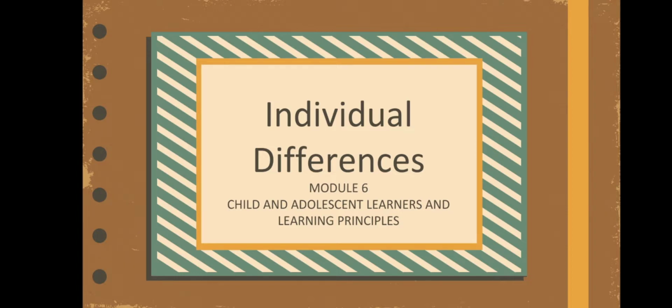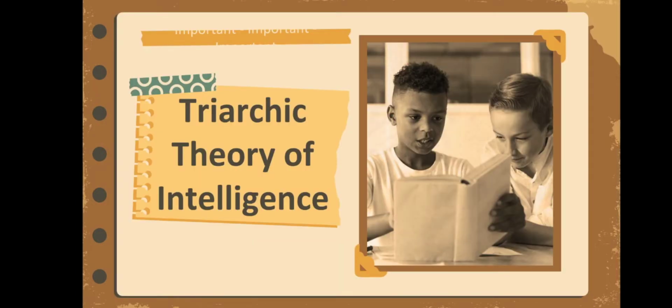So we're talking about individual differences. Since we're talking about development, every individual has different development. So let's talk about it. We have this theory, the hierarchic theory of intelligence.